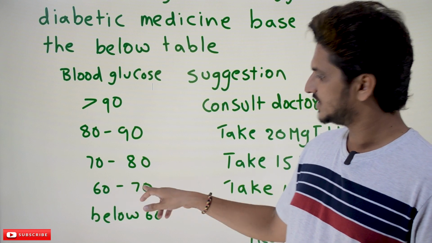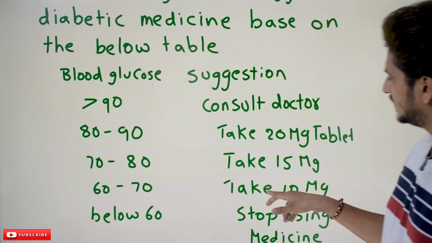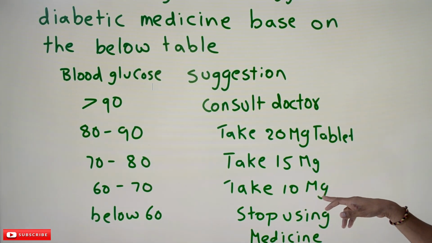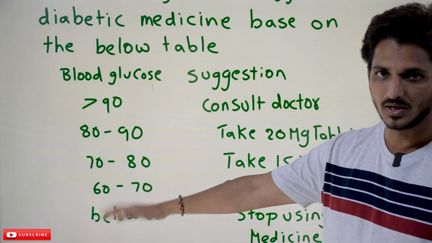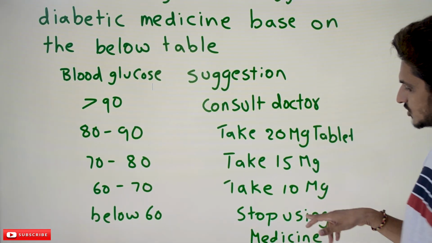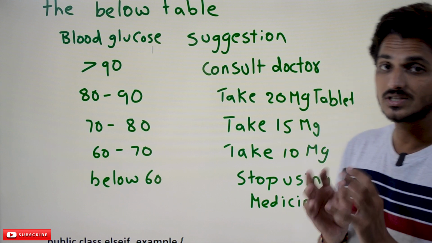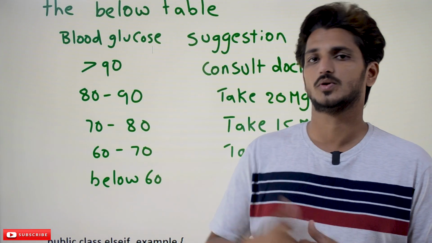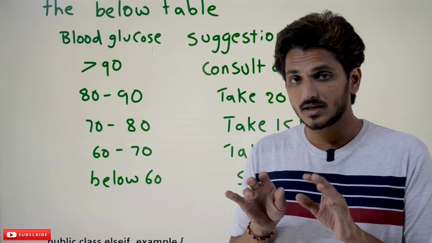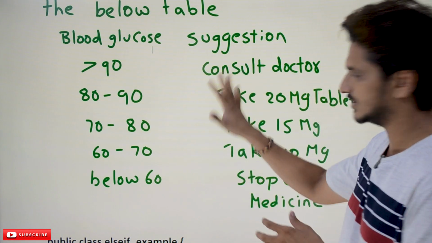If it is greater than 60 and less than or equal to 70, then you have to take a 10 mg tablet. Otherwise, if it is below or equal to 60, you can stop using medicine. These are the suggestions your code has to provide. If the user enters the blood glucose level, according to that, you have to suggest this.